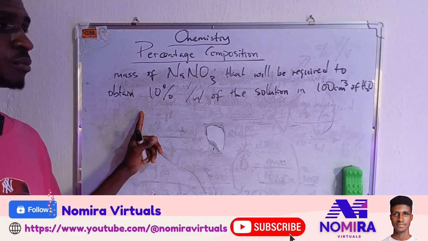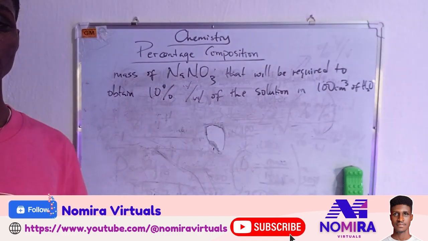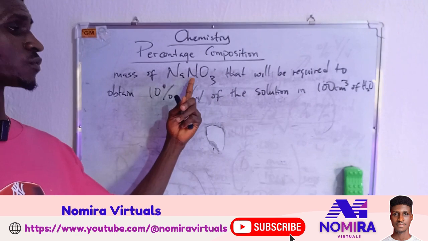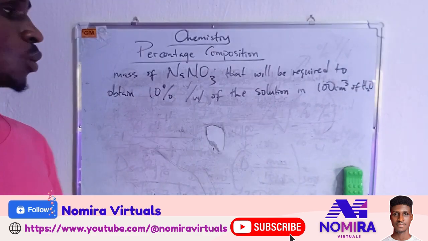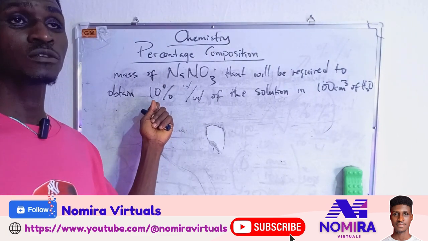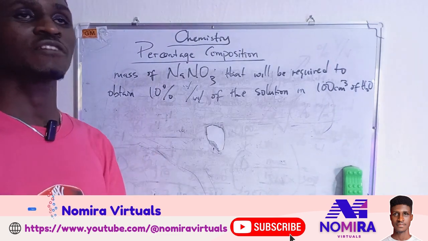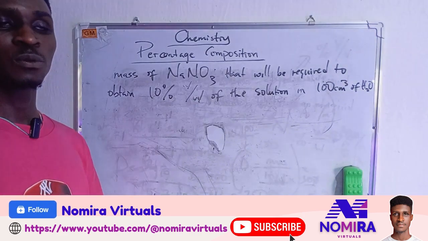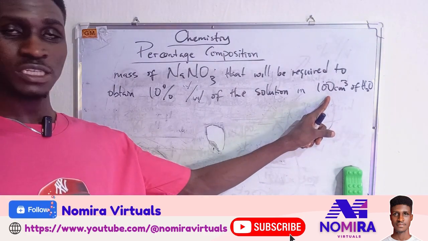Now, some of you may go ahead and say, since we can find out the molar mass of sodium nitrate, then you begin to use 23 plus 14 plus 3 times 16, that is around 85 gram per mole. Then some of you will say, since we are asked to make it up to 10% weight by weight, then 10% of 85 will now be 8.5. Then you take 8.5 gram of the salt and dissolve it up to 100 cm cube of water.